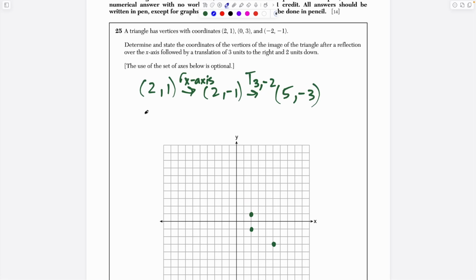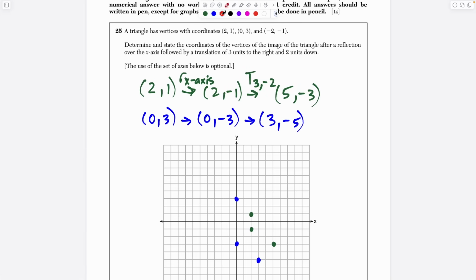So next we have (0, 3). If we reflect this point over the x-axis, remember, we just change the sign of the y value. So we have 0, and then instead of +3, we have -3. And then a translation of (3, -2): 0 plus 3 is 3, and then -3 plus -2 is -5. If I want to do this by hand, I start at (0, 3), so that's up here. I reflect over the x-axis, so I go an equal amount this way. And then I translate 3 units right, so that's to the right 1, 2, 3, and 2 units down. And notice that brings us to the point (3, -5). So this one also checks out.